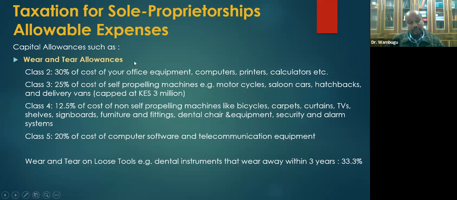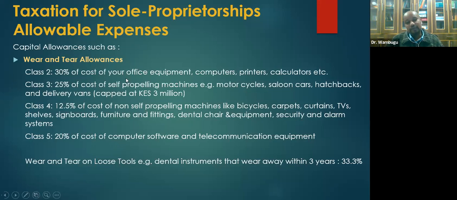Now, depreciation is different from wear and tear allowances. Depreciation is loss in value of your assets in your clinic. So for example, if you buy a dental chair for, let's say, $1 million, and after you depreciate it, after 10 years it's probably only worth 100,000, that is loss in value. But there's something we call wear and tear, which the government allows you to write off your books.